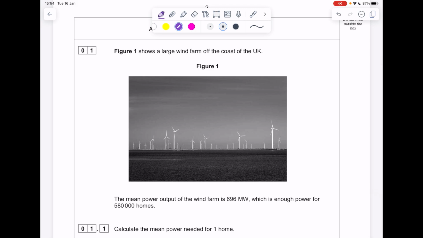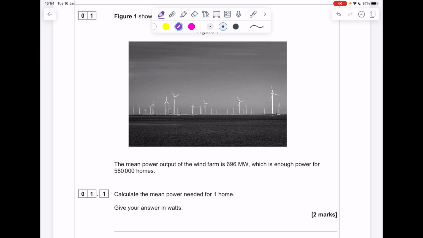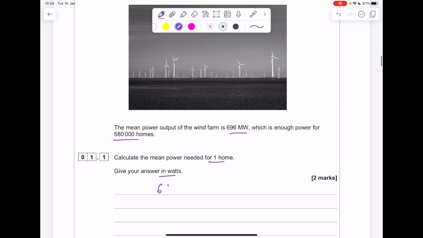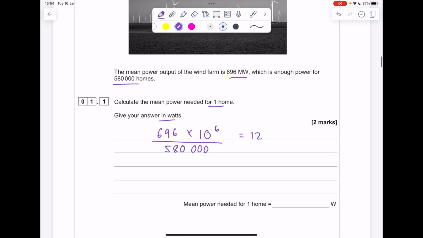The mean power output of the wind farm is 696 megawatts, which is enough power for 580,000 homes. Calculate the mean power needed for one home. Give your answer in watts. So we take that 696 megawatts and we times it by 10 to the 6 in order to get it to watts. And then to make sure we're just getting the power needed for one home, we divide it by 580,000. Our final answer is 1,200 watts needed for one home.